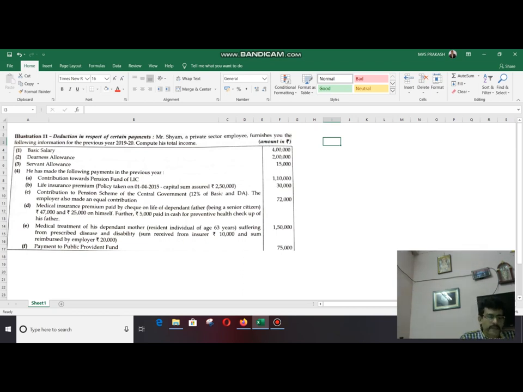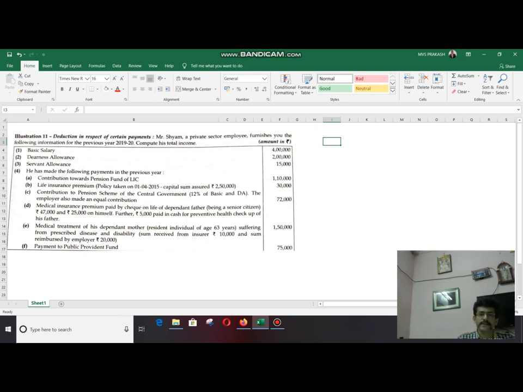Now, if we continue, in this case, medical insurance premium paid by cheque on the life of dependent father, being a senior citizen, 47,000. Any medical insurance premium paid on self, spouse, dependent children, or dependent parents. If it is a senior citizen in the case of parents, the limit is 50,000. In the case of self, spouse and children, the amount is going to be 25,000. Along with that, 5,000 will be the preventive health checkup. Preventive health checkup can be paid in cash, but the remaining aspects cannot be paid in cash. In this case, it is clearly mentioned as paid by cheque. So what is the person eligible for? Premium paid on self, 25,000 is eligible.